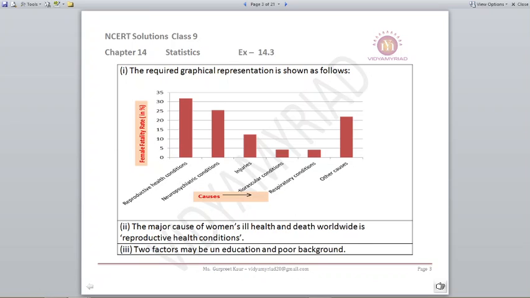Maybe there is lack of education and poor backgrounds, so they are not aware. They are lacking awareness of the major effects or drawbacks of various things, due to which their health conditions are not proper.